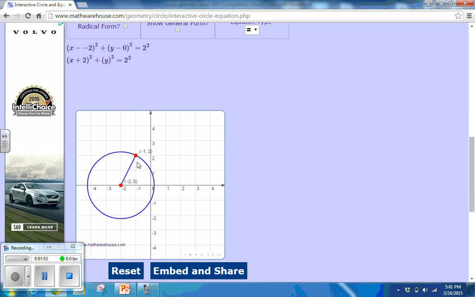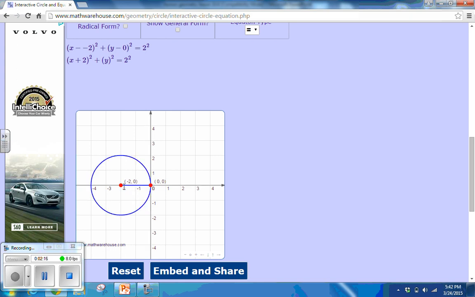Then what I'm going to do is move the radius, and let's make this look like that. So your radius is now ending at the origin at (0, 0). Now look what happened to your equation. Did anything change? I still have (x + 2)² + y² = 2². So I still have that.